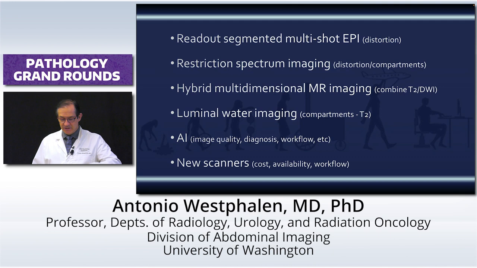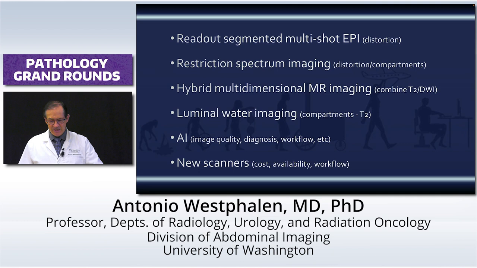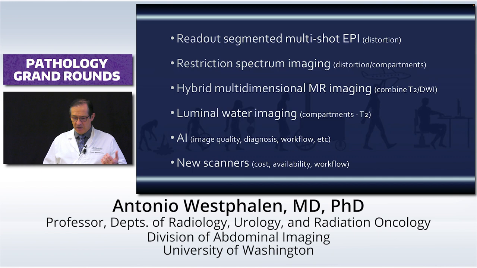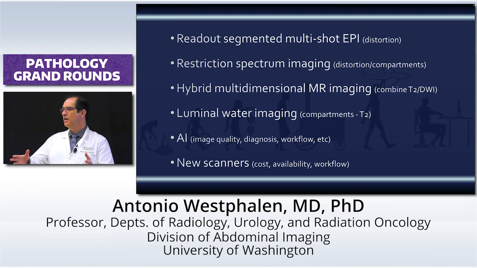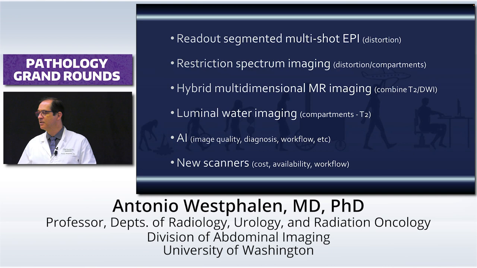Now, these are some of the sequences that people are developing, or some of the tools, they're not all sequences. So readout-segmented multi-shot EPI is an idea to decrease distortion. RSI is a way to decrease distortion and look at various microscopic components, so intracellular, extracellular. Hybrid multi-dimensional combines two different sequences and so on. Artificial intelligence is the big new thing. New scanners. There is now what they call synthetic MR, where you acquire one sequence, and then using artificial intelligence and the data from that one sequence, you reconstruct all the other sequences, for example. The idea is that it will increase accessibility and decrease costs, but it will also raise questions, and we'll have to study all that.